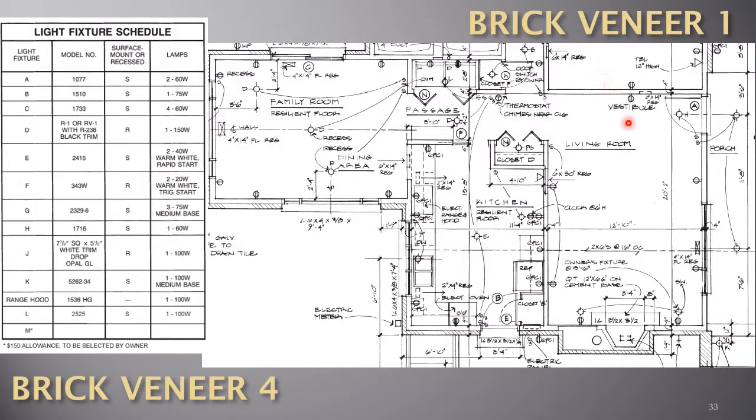Here's the rest of the brick veneer house, and we see that a D is a recessed light, and notice I have multiple Ds, 1, 2, 3, each controlled by their own switch, and this one has a dimmer on it. Here's my L switch, or L light, right above the washer and dryer. Here's another GFCI outlet.